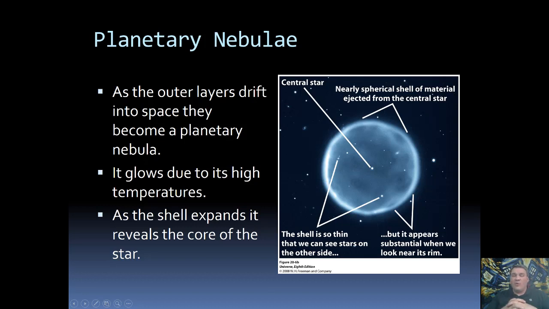Now, this could be the worst named thing in all of astronomy. It has nothing to do with a planet, but we refer to it as a planetary nebula anyway. So this shell is going to continue to expand.